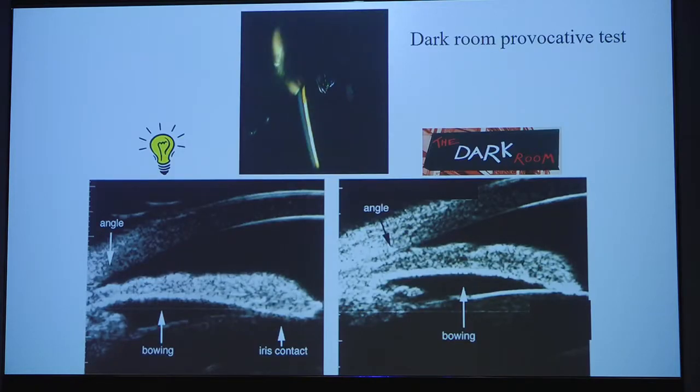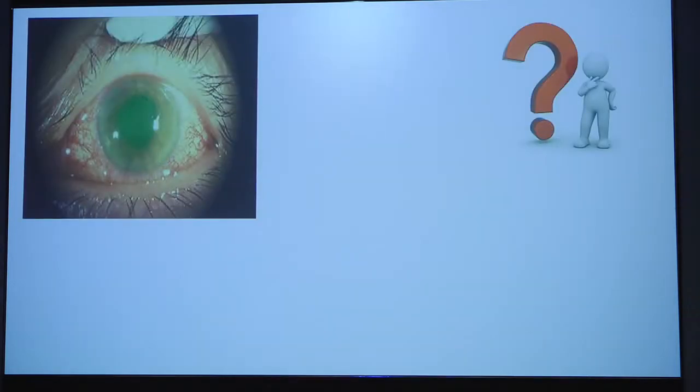It also helps you to do the darkroom provocative test. You can do a UBM pre-exposure to darkness and then post, and again you can see whether the angles are opening. So this is on normal illuminated conditions, and this is after exposure to darkness for about 20 to 25 minutes, and you can see how the angles are closing. So again, these are angles which are easily occludable, and you might want to do a YAG-PI in these cases.